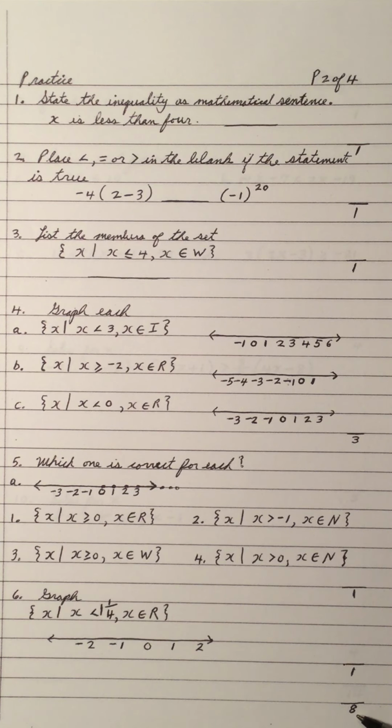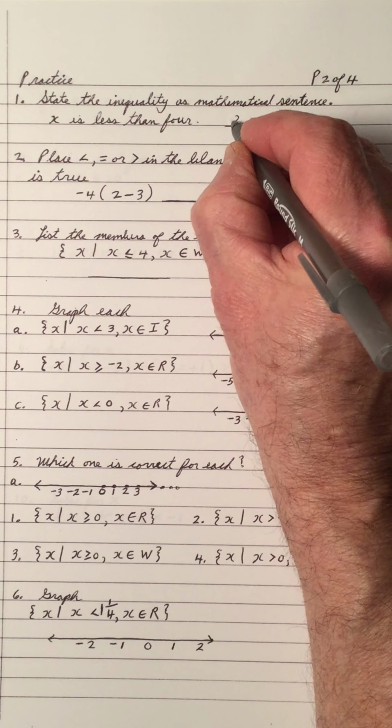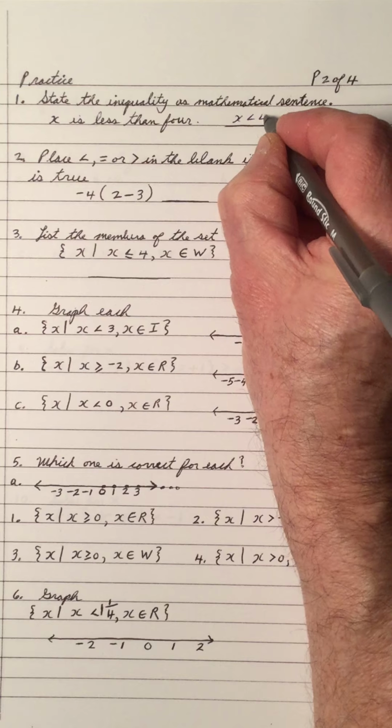Here we go. State the inequality as a mathematical sentence. X is less than 4. X less than 4.